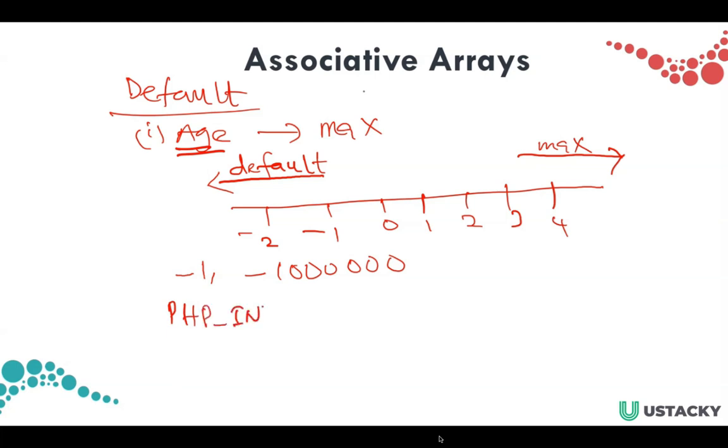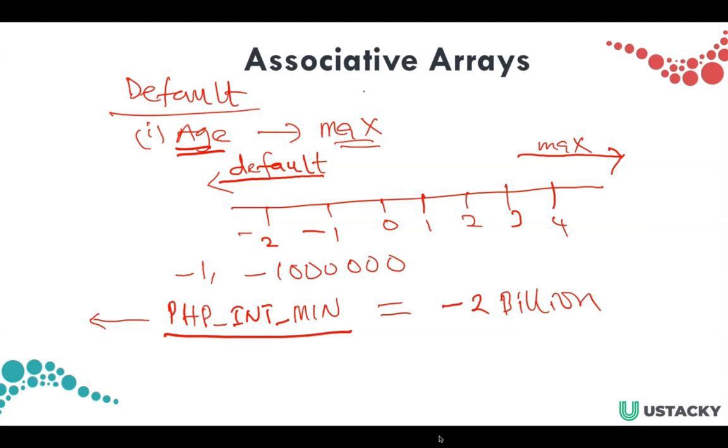int minimum. This is the lowest integer you can have in PHP. And the value is something like minus 2 billion. So this is the value. So you can simply represent our default age in a question wherein we are finding maximum by a number that is extremely low. Let us try for minimum value.